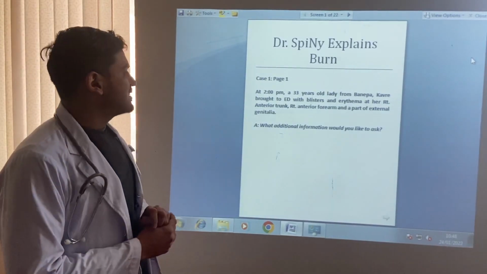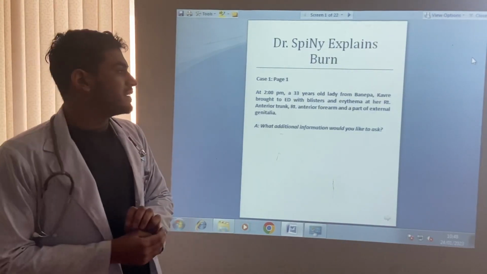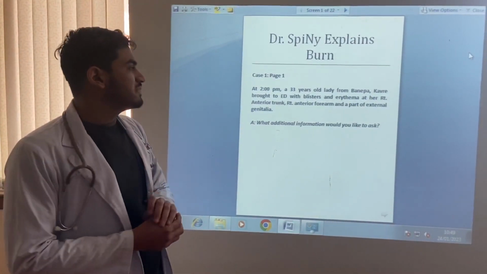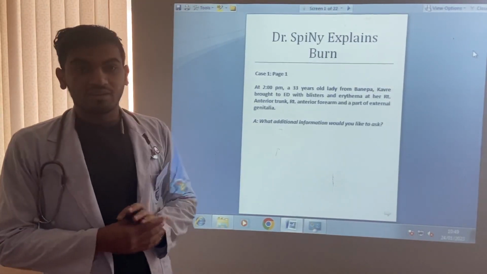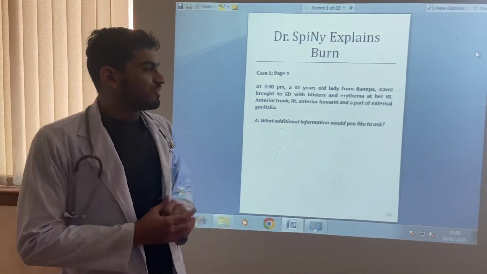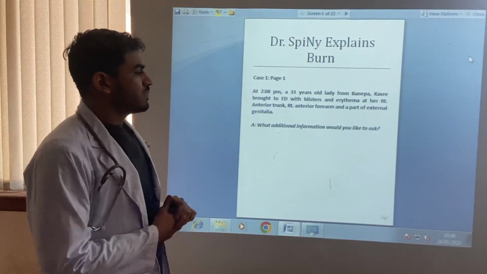So in our first case, at 2 p.m., a 33-year-old lady was brought to the emergency department with blisters and erythema at her right anterior trunk, the right anterior forearm, and part of the external genitalia. What additional information would you like to ask?